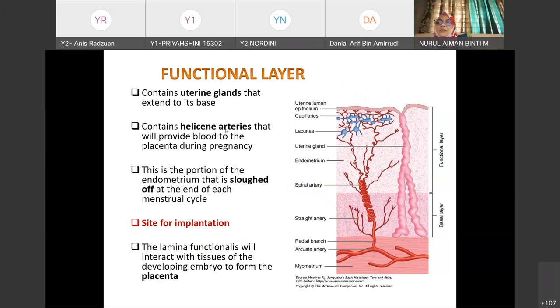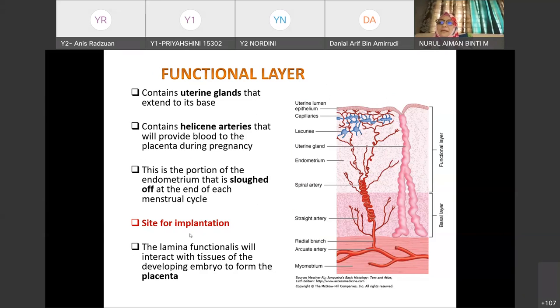It contains a lot of helical arteries that will provide blood to the placenta during pregnancy. A lot of helicine arteries, okay? So, this is the portion of the endometrium that will be sloughed off. Functionally, this will slough off at the end of each menstrual cycle. Which means from day one of your menses, by the end of the menstrual cycle, the rest of the functionalis will be sloughed off.